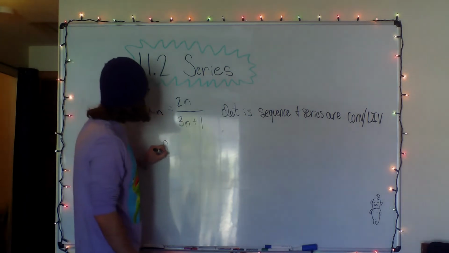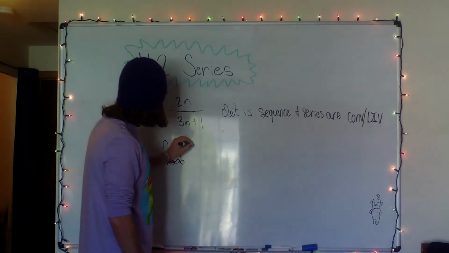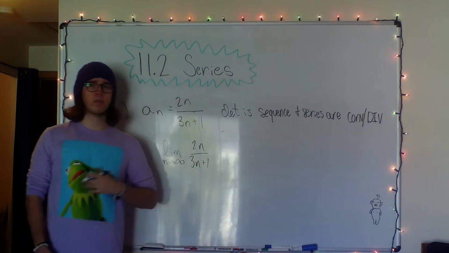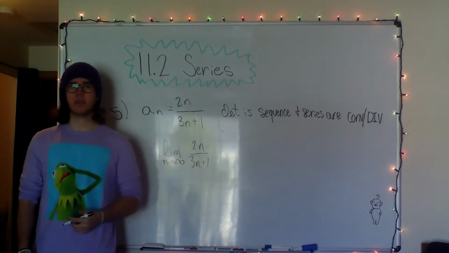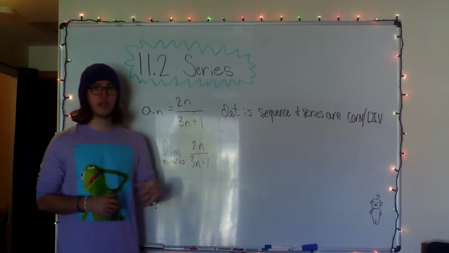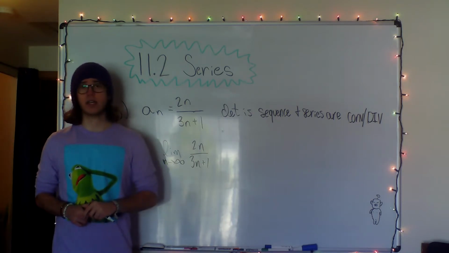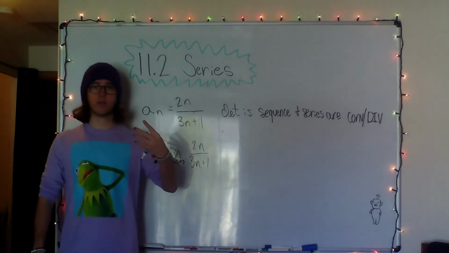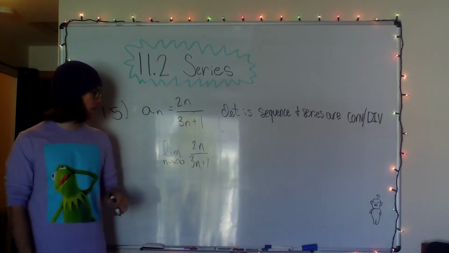So we take the limit as n approaches infinity of 2n over 3n plus 1, and we do it based off the power rule of the variables. What do we mean? Not power rule as in derivatives, but if the top power is greater, then it's divergent. If the bottom power is greater, then it converges to 0. If the power of the variables are the same, then you just take the lead coefficient of each of those and divide the two.